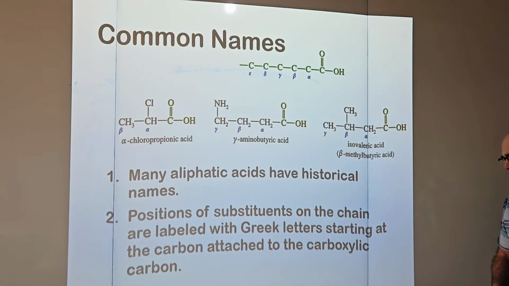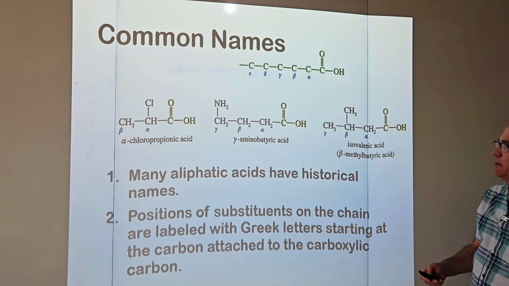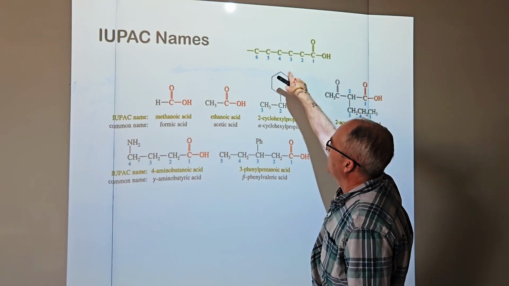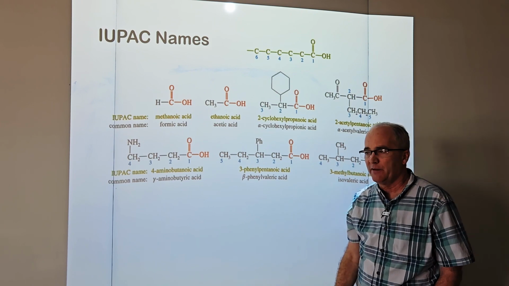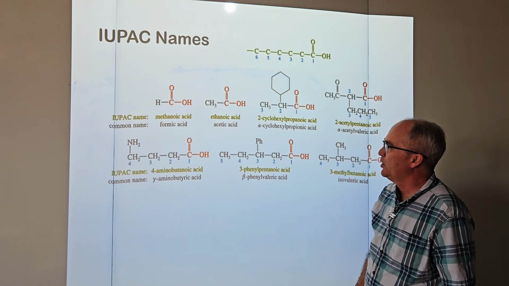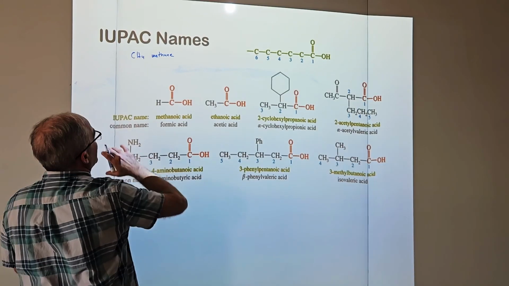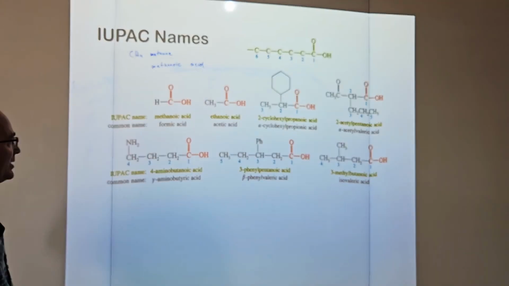Positions of the substituents on the chain are labeled with Greek letters, starting with the carbon attached to the carboxylic carbon. IUPAC names are much more straightforward. The carbonyl carbon is number 1. We basically name the alkane, chop off the E and put oic acid. Of course, here's methane, 1 carbon. Chop off the E and put oic acid.